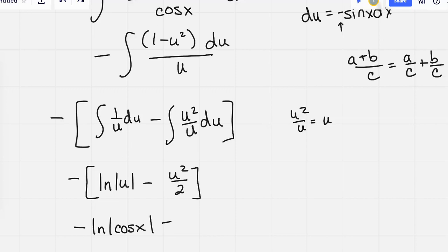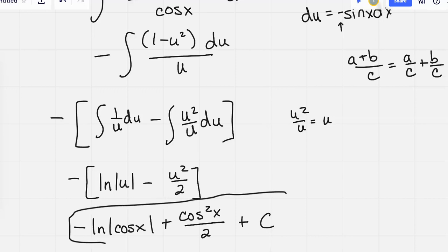So that negative natural log absolute value of cosine x, and so the minus that was already in the expression, that's going to be a plus because these two minus, the negative on the outside and the minus on the inside. So this will be cosine squared x all over 2, and then of course the plus c. And then there's my answer for this one.